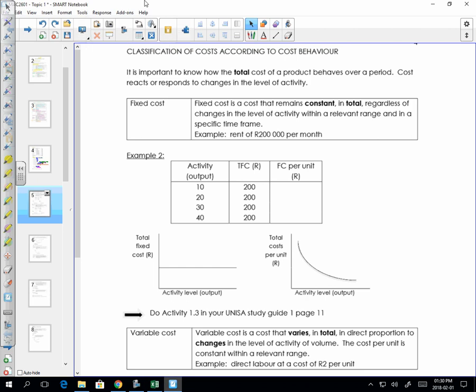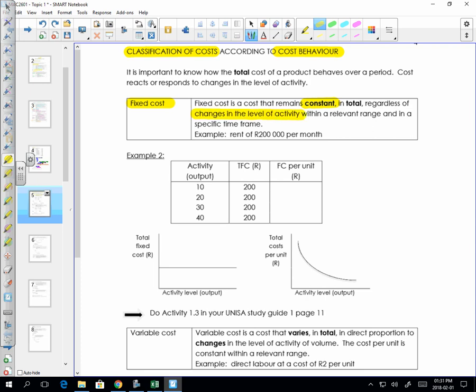Right, so we're still classifying costs. I'm going to speed up a tiny bit. We are still classifying costs, but this time we're going to classify them based on their behavior, which if it goes by any of your behavior, it's not going to be good. But we've got fixed costs. Fixed costs, there's a definition: they are constant, regardless of the change in the level of activity.